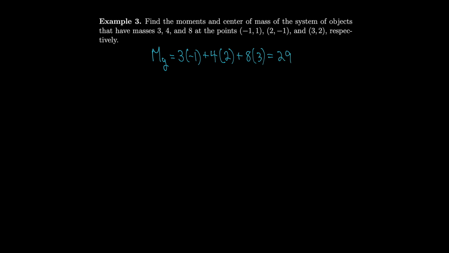Altogether, that's 29. And similarly, for the moment about the x-axis, we take each of the masses again, 3, 4, and 8, and we multiply how far away we are from the x-axis, which is the y value.